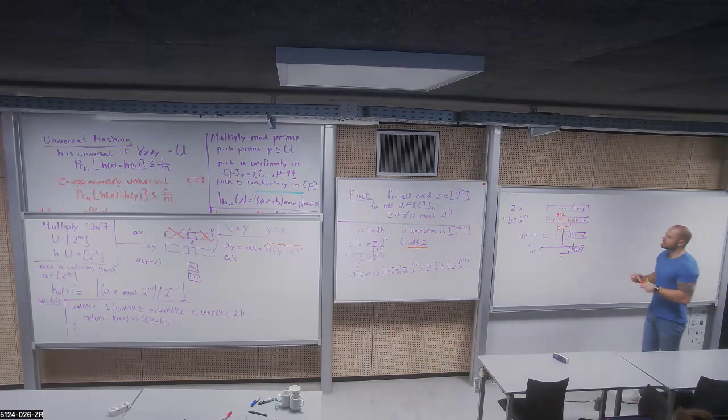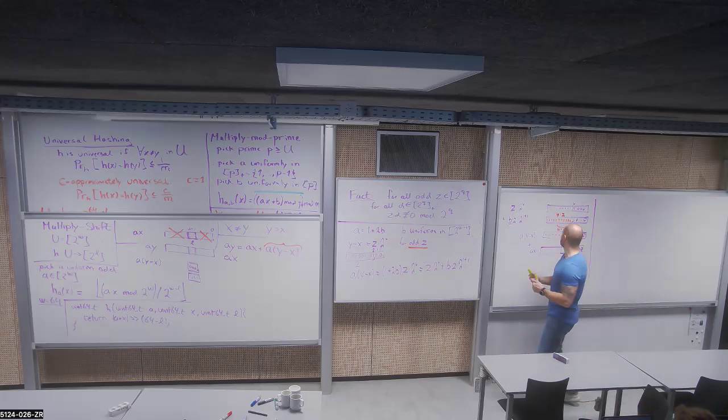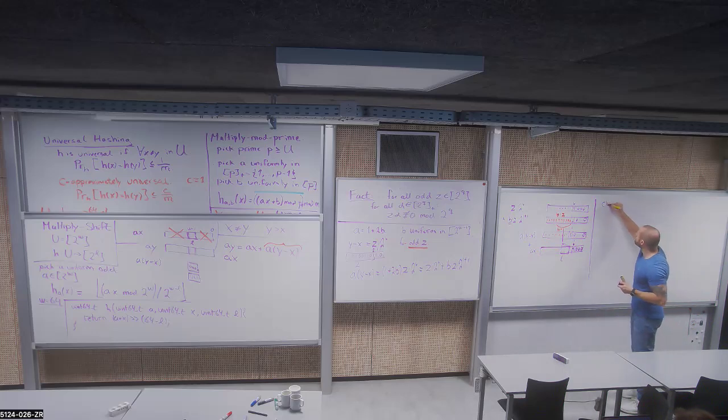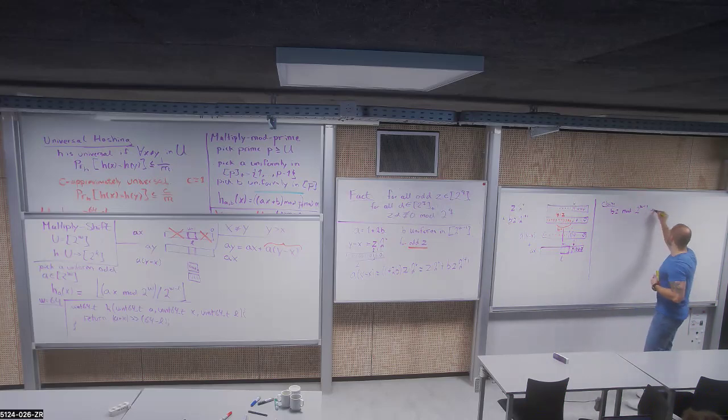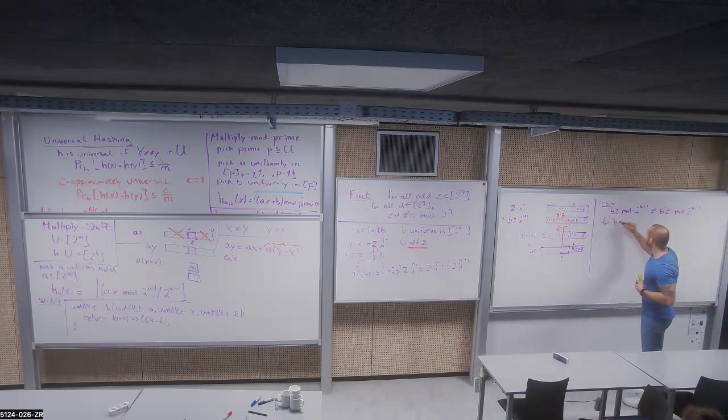Basically the claim is that we again have a bijection. When one set is fixed, we have a bijection when we're choosing our B at random. So what I'm claiming is that B times Z mod 2 to the W minus 1 is not congruent to B prime Z mod 2 to the W minus 1 for B prime not equal to B. Makes sense?